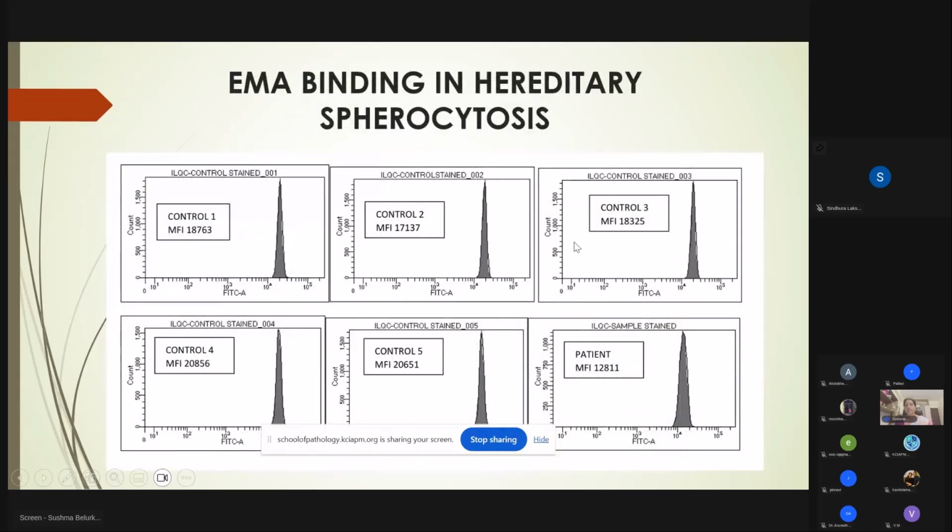So this is how we interpret the test. We run 5 controls and we measure the mean fluorescent intensity. You can see in the 5 controls, the mean fluorescent intensity is in the range of 18,000 to 20,000, whereas in the patient, the mean fluorescent intensity is only 12,800. So it is significantly reduced in the patient.